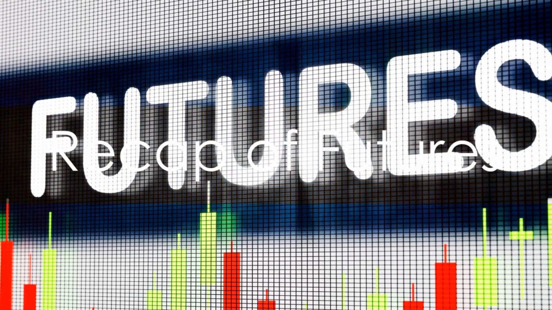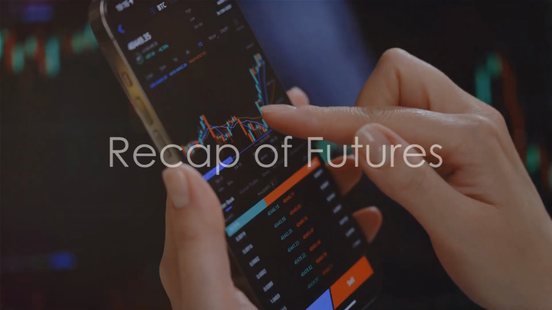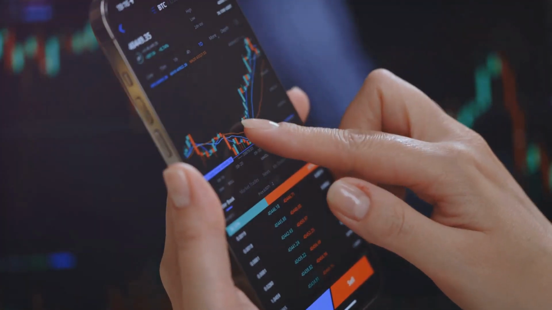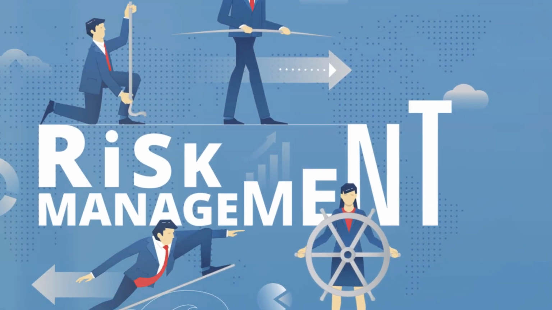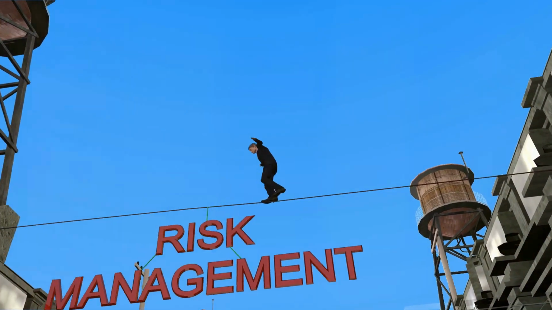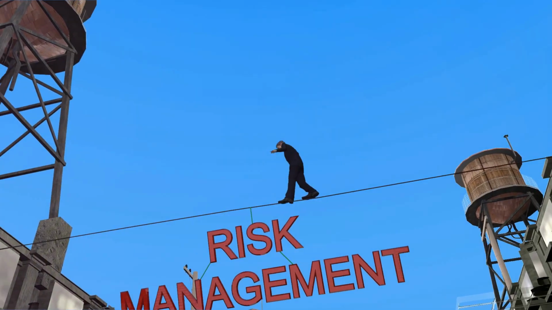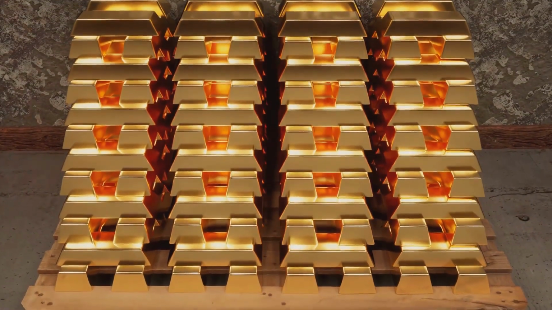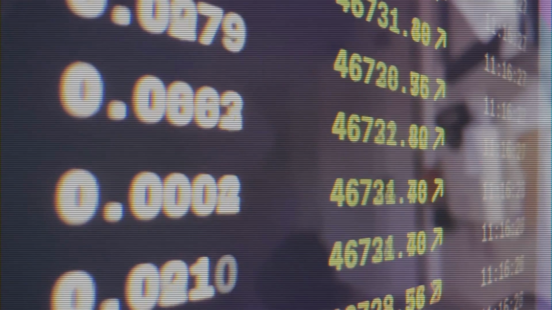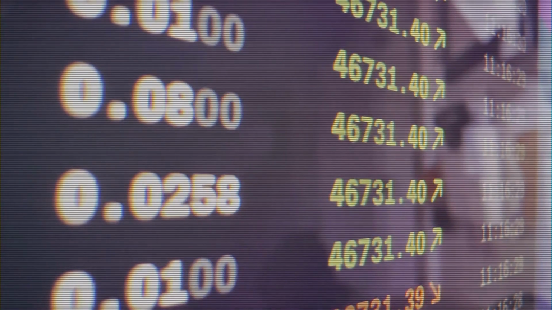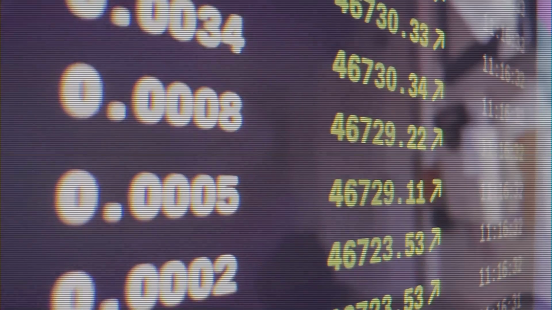To recap, futures are contracts to buy or sell an asset at a predetermined price at a specified future date. They're used for risk management, to lock in prices and reduce the risk of price fluctuations. They can be on any asset and are a zero-sum game. And finally, they are traded on exchanges, which standardizes the contracts and makes them more liquid.